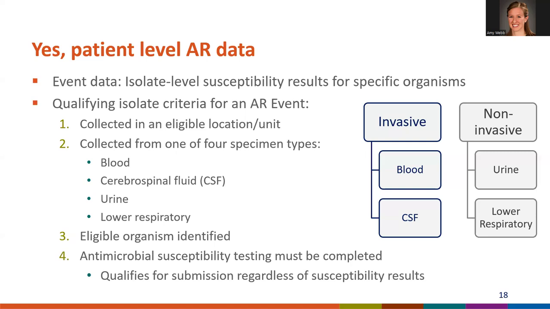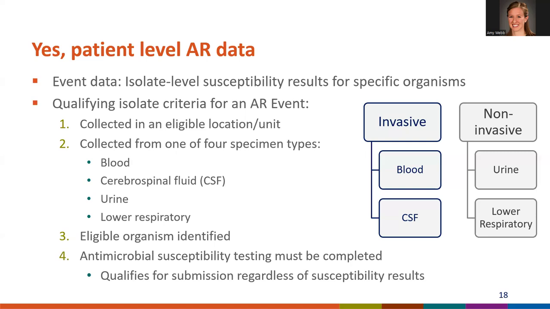Third, an eligible organism must be identified. You can get the full list of eligible organisms in our NHSN Antimicrobial Use and Resistance Module protocol. But you'll see when you look at that list, the organisms on it are some of the most common found in healthcare settings, as well as some less common, but you would certainly want to know about if they pop up in your facility. And lastly, antimicrobial susceptibility testing must be completed on the isolate, but the isolate qualifies for submission regardless of the susceptibility results.